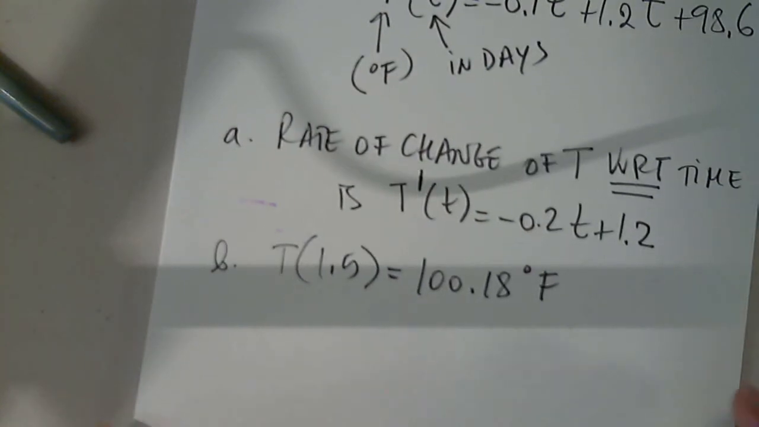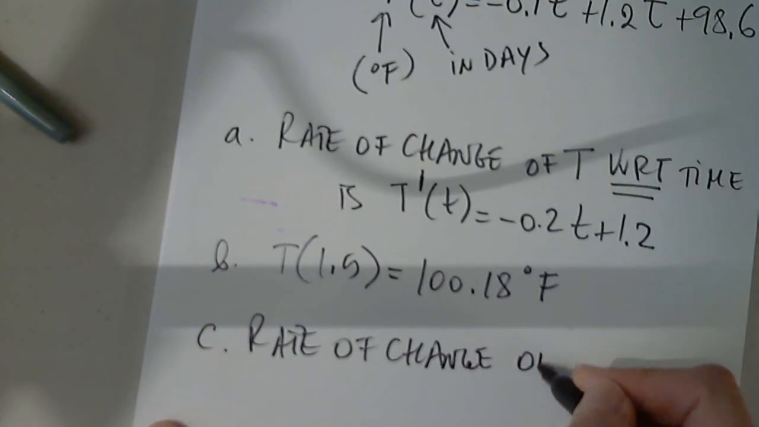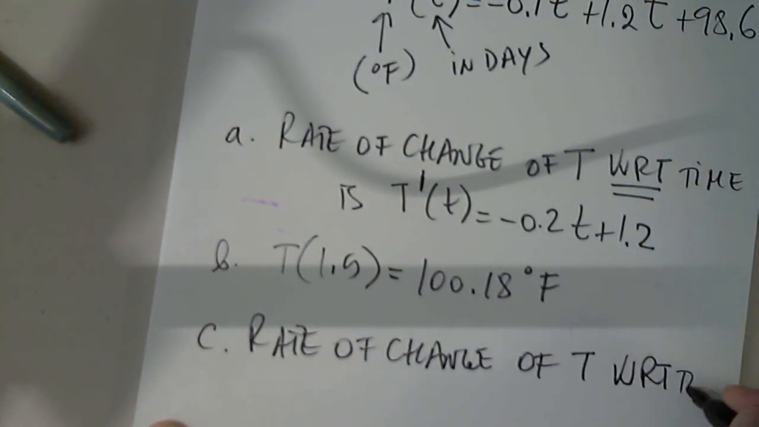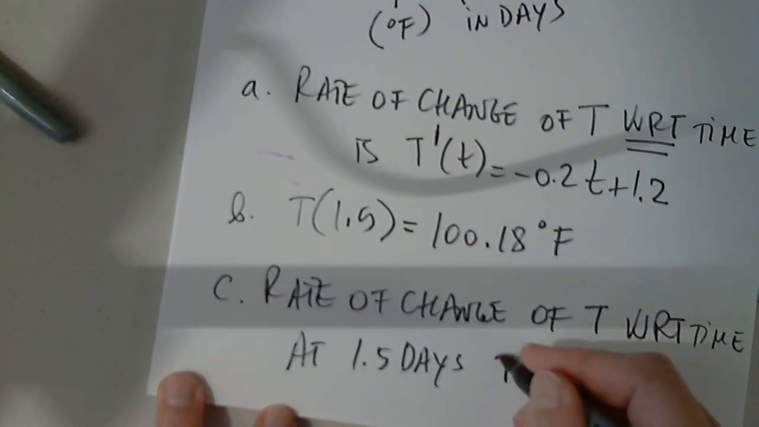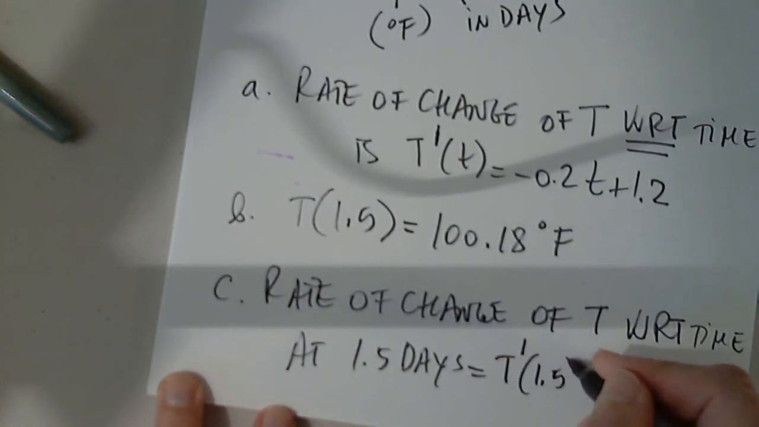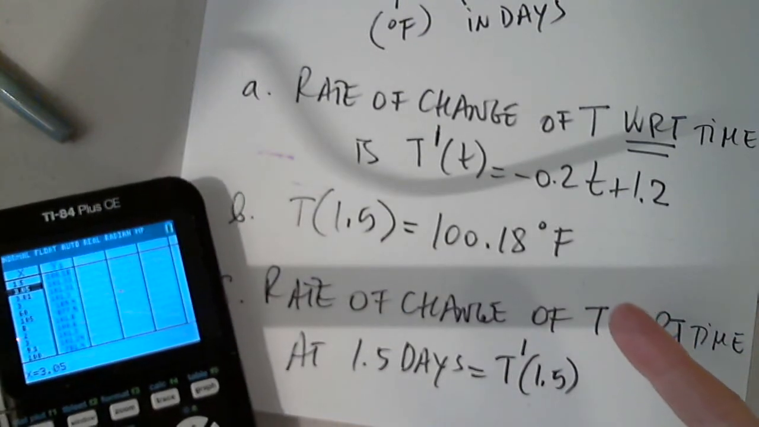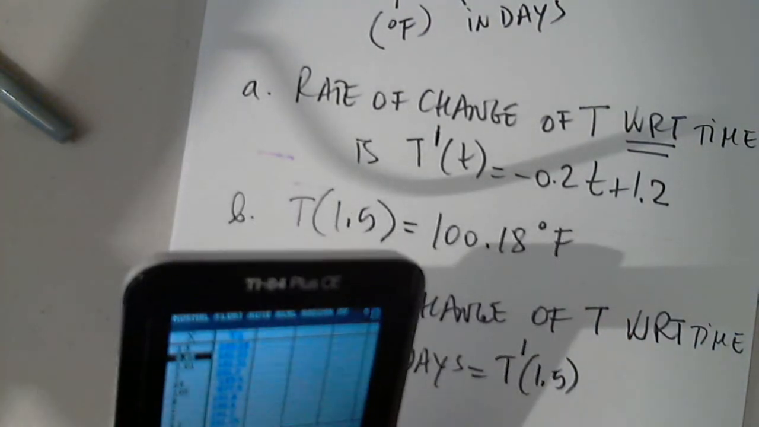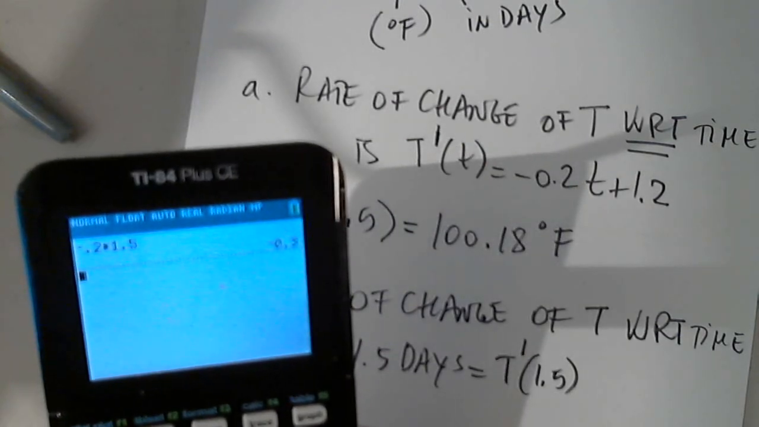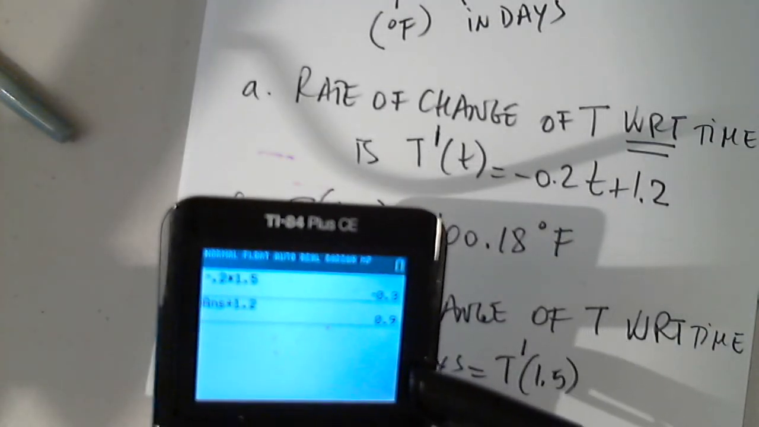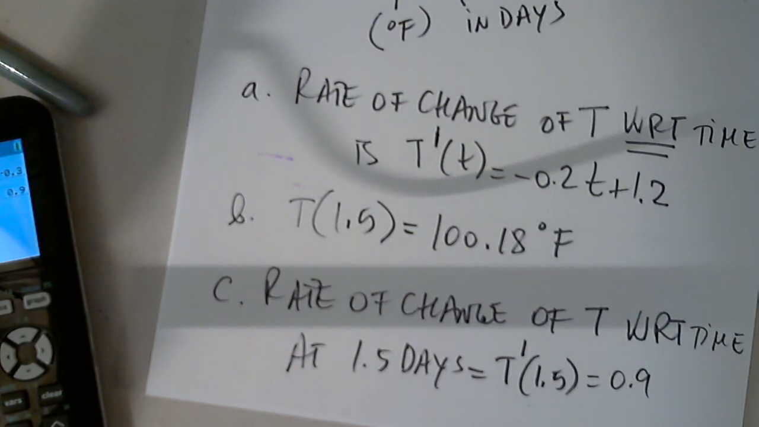Find the rate of change of temperature with respect to time at 1.5 days. Of course, it will be T prime of 1.5. And that will be negative 0.03 plus 1.2. If you don't trust me, it is negative 0.2 multiplied by 1.5 and then plus 1.2. So the rate of change is 0.9. What does that mean? And what is the measurement unit? It's negative 0.3 plus 1.2, so that's 0.9.